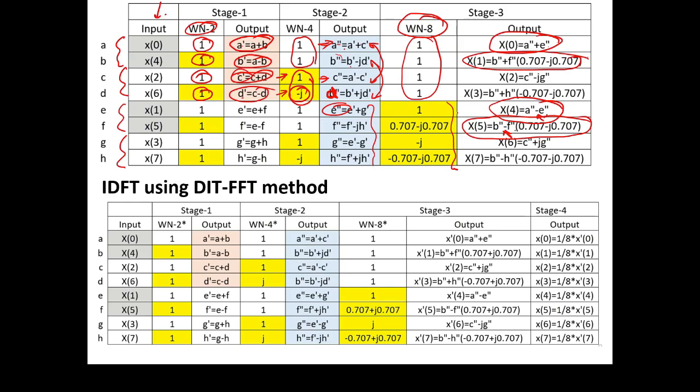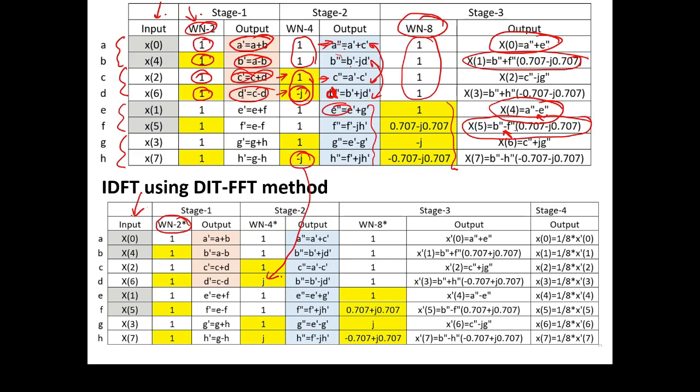Now, when we go for the IDFT, inverse Discrete Fourier transform, what we do is that instead of using the twiddle factor, we use the conjugate of the twiddle factor. That means wherever there are these J components, its sign will change. If it is negative, it will become positive, and so on. So if you see over here and here, the sign has changed.